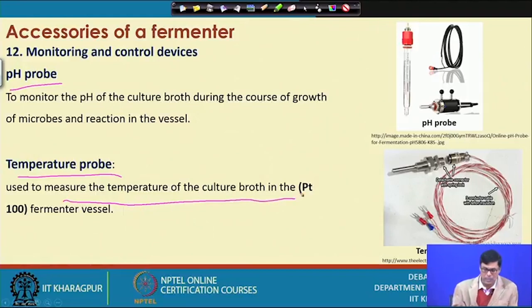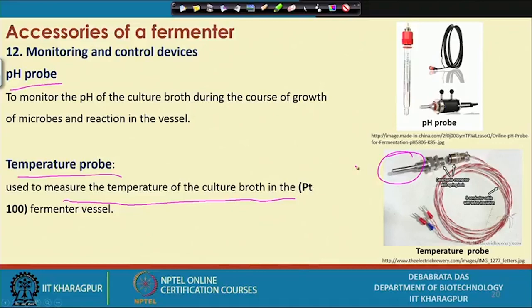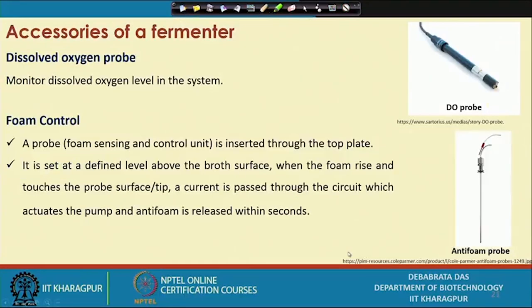The temperature of the culture is measured, and this is made of bimetallic. We know that bimetal is not like a mercury thermometer. Through the difference in the resistance, we measure the temperature. Now, the dissolved oxygen probe is also used for measuring the dissolved oxygen.